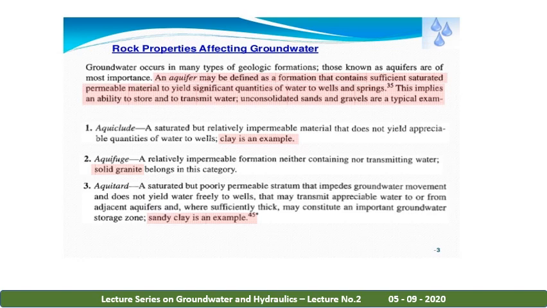The third one is aquitard, a saturated but poorly permeable stratum that impedes groundwater movement and does not yield water freely to wells, but may transmit appreciable water to or from adjacent aquifers, and where significantly thick may constitute an important groundwater storage. Example is sandy clay. Here a permeable rock layer will be there but poorly sorted, which will not allow the maximum amount of water to drain.